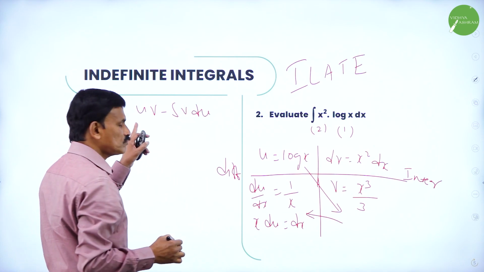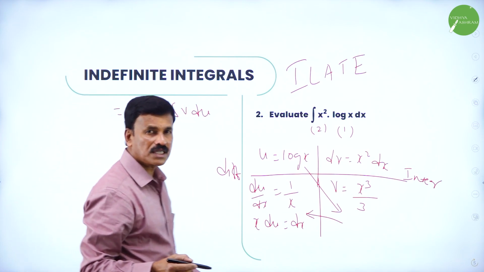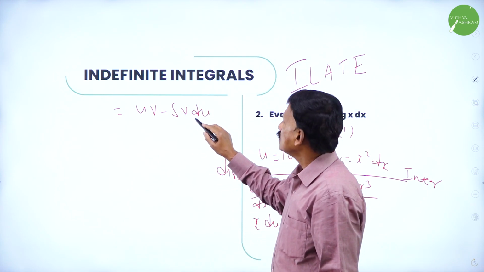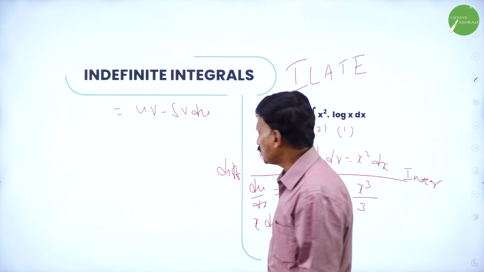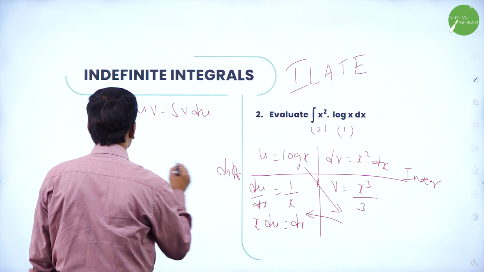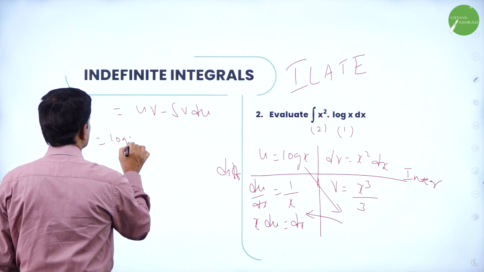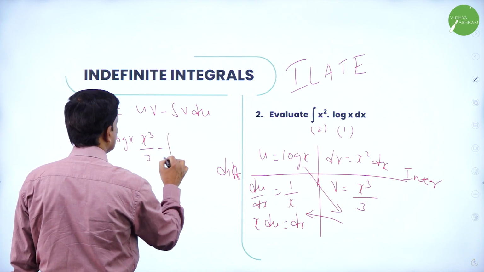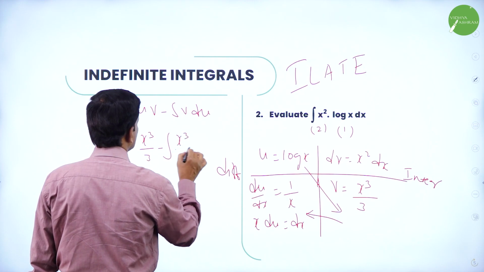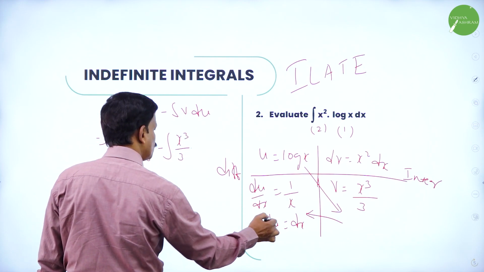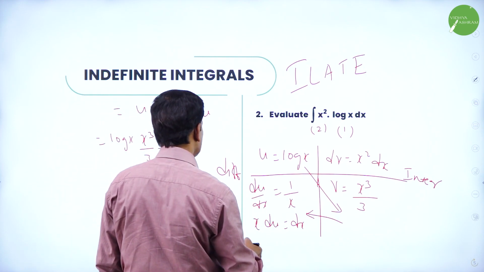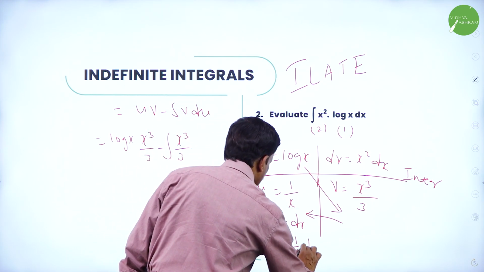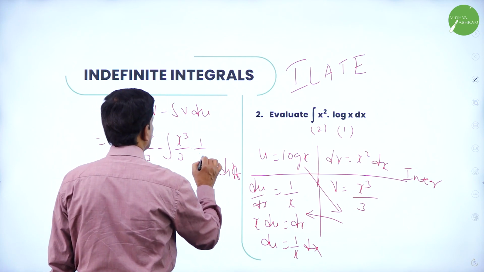That is, first function into integral of second function minus integration of second function into differentiation of first function. Now what is u? u is equal to log x, into v. What is v? x cube by 3, minus integration of v, that is x cube by 3, into du. What is du? So du is equal to 1 over x dx. We can write du as 1 over x dx as it is.